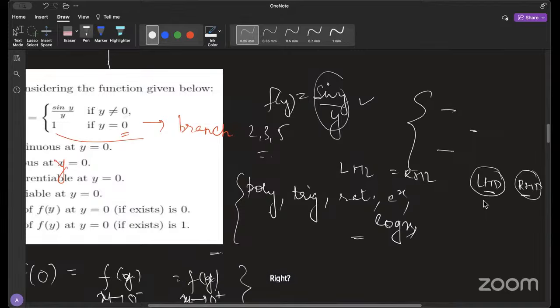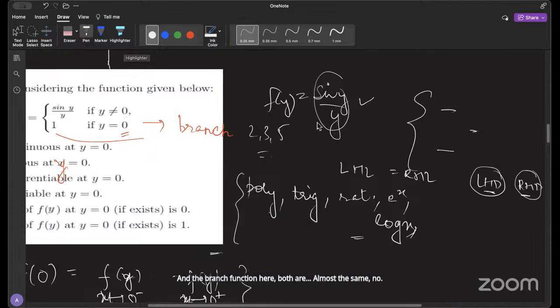Yeah, but I'm just going to ask a little more because I'm still not clear. My question is, what is the difference between the right hand side, whatever you've written, f of y is equal to sin y by y, and the branch function here? Both are almost the same, no?